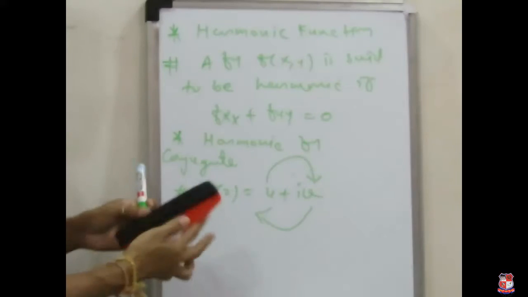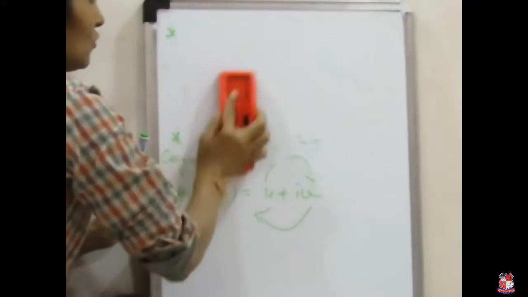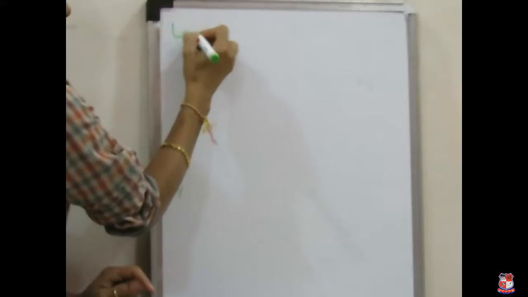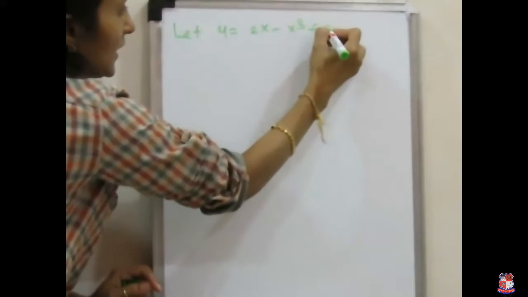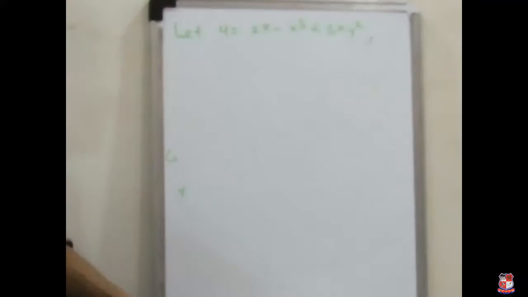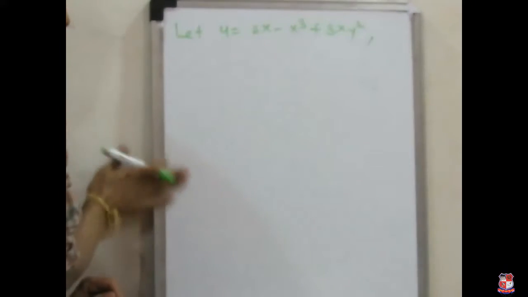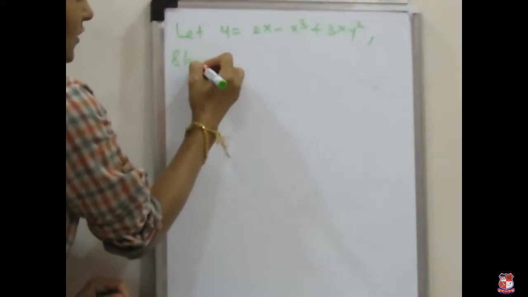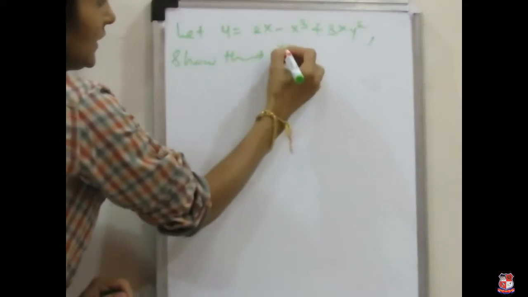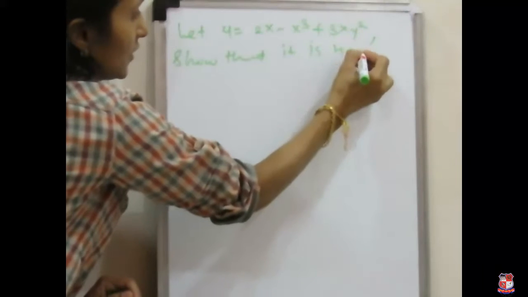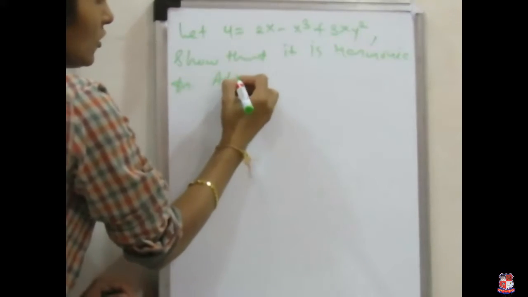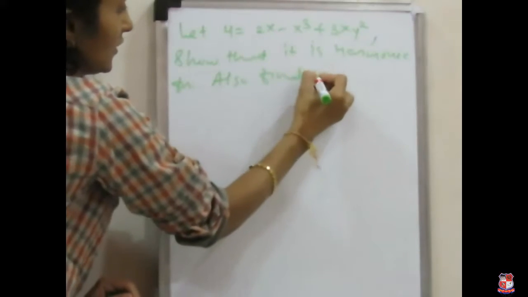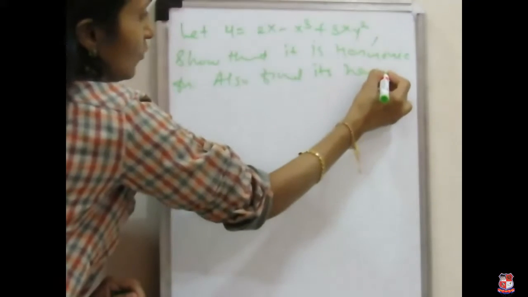Now we see some examples. Let u equal 2x minus x cube plus 3xy square. Then show that it is a harmonic function. Also find its harmonic conjugate.